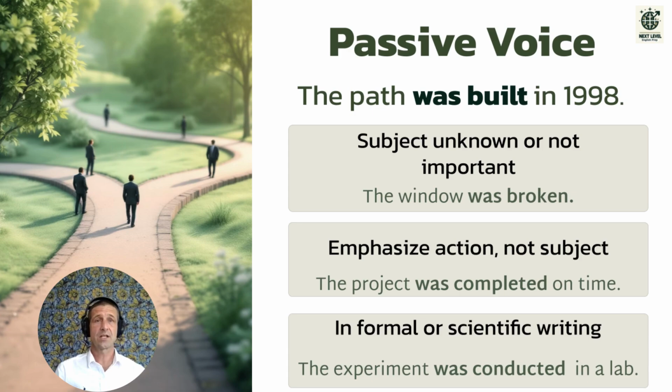Three main situations. First, when the subject is unknown or not important. The window was broken. We don't know who broke it, and it doesn't matter. Second is to emphasize the action and not the subject. The project was completed on time. The completion is what we care about. And third, in formal or scientific writing, the experiment was conducted in a lab. This is the professional way to write it.